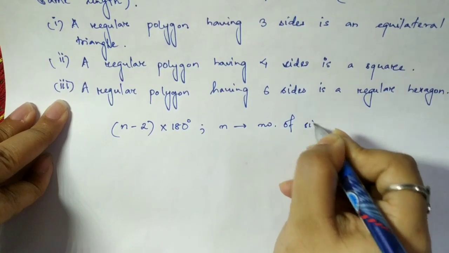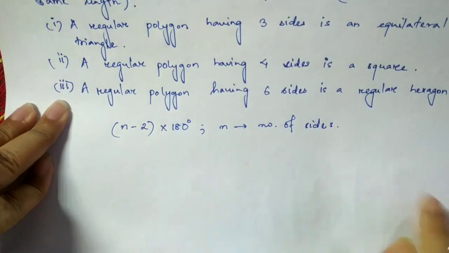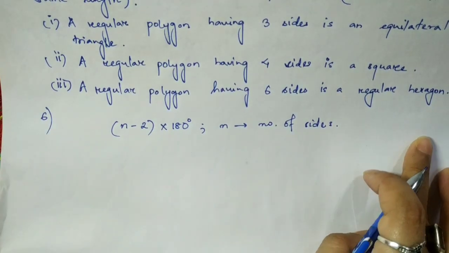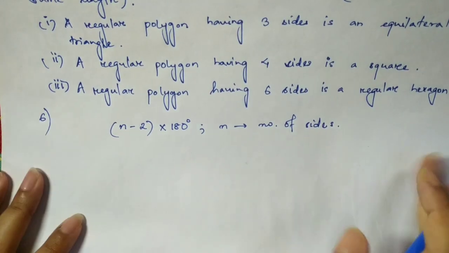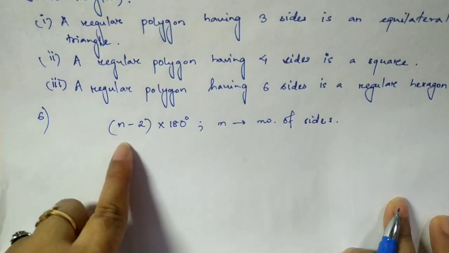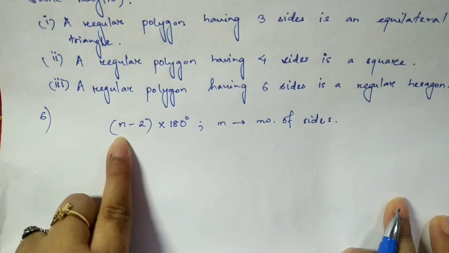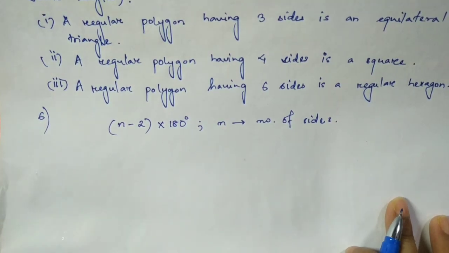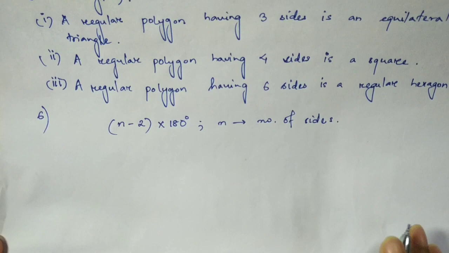So it is the angle sum property of any polygon. N is the number of sides. If it is a pentagon, I'll put 5 here. If it is a hexagon, I'll put 6 here. So using this formula, this is required to do the calculation for the sums in this question.